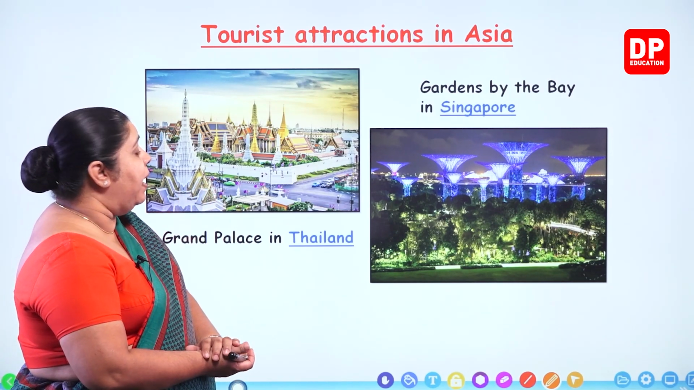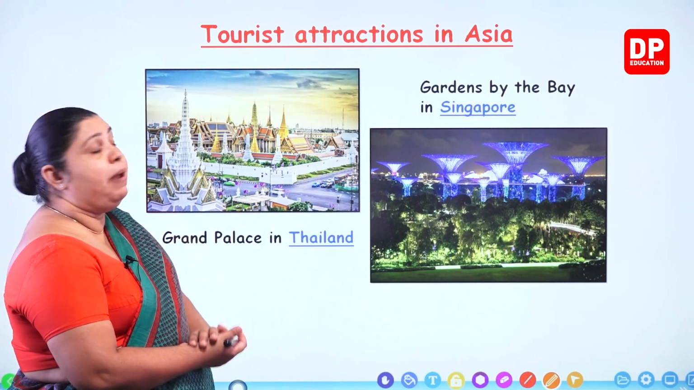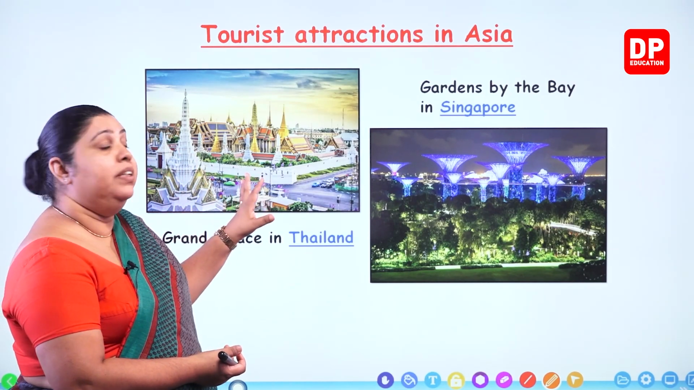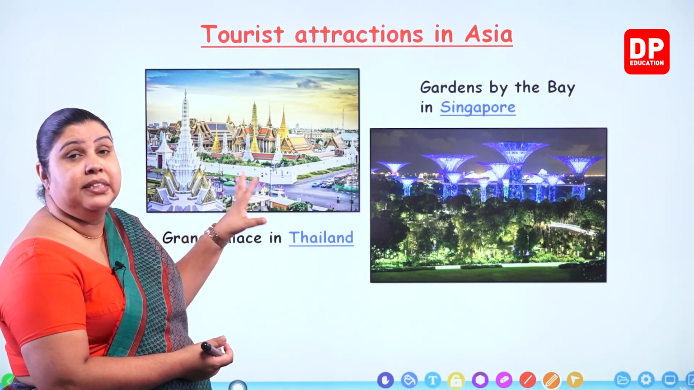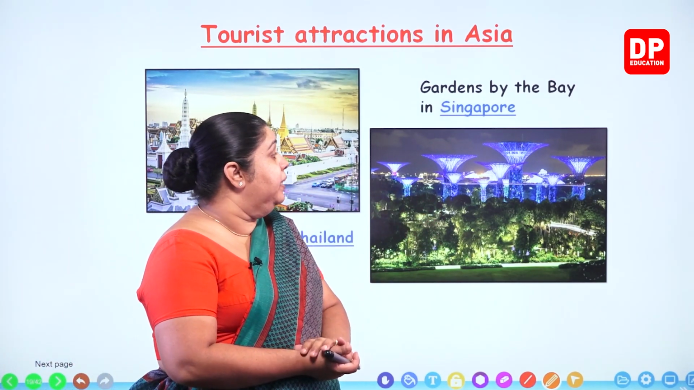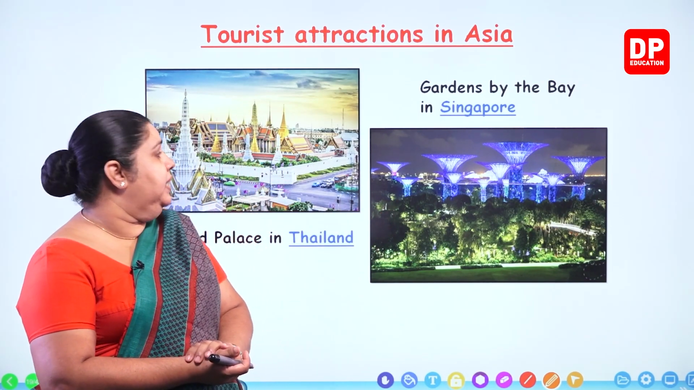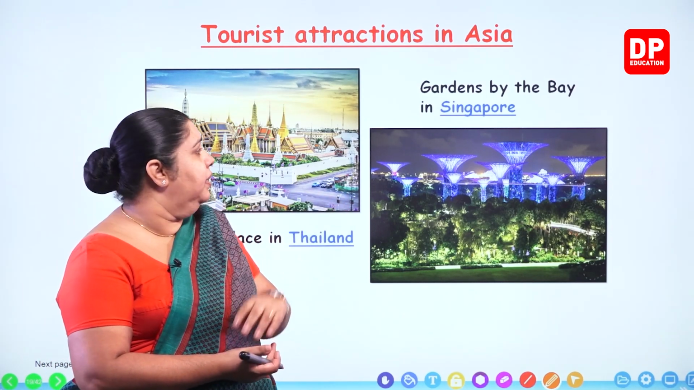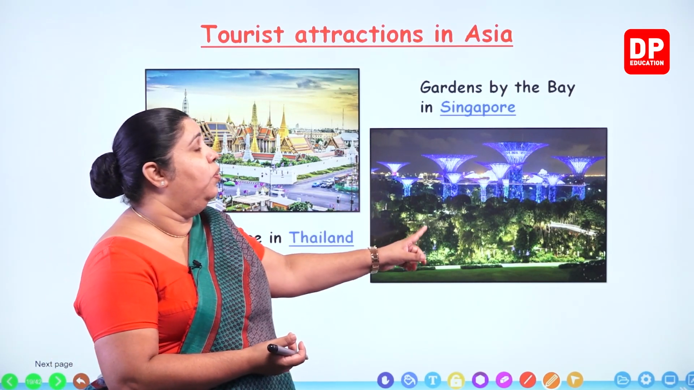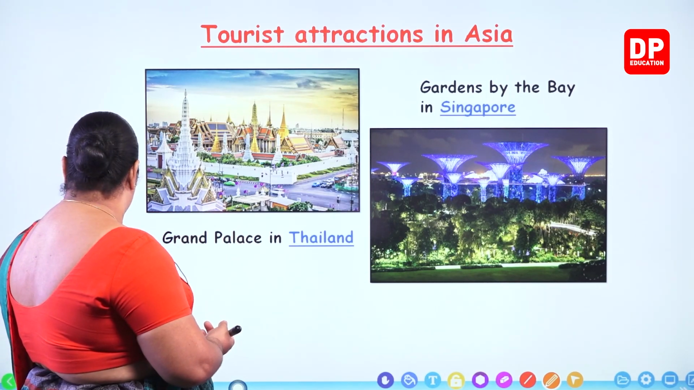This is the Grand Palace in Thailand. මේකට කියන්නේ පුතේ Grand Palace එක කියලා. Grand Palace in Thailand. People from all over the world come and see these special places in Asia. Then this is Gardens by the Bay in Singapore. This is so amazing. It's a beautiful city, beautiful place. Most of the tourists come from all over the world to see this. It is called the Gardens by the Bay. Can you see how beautiful they are?